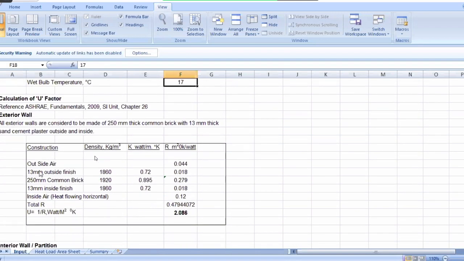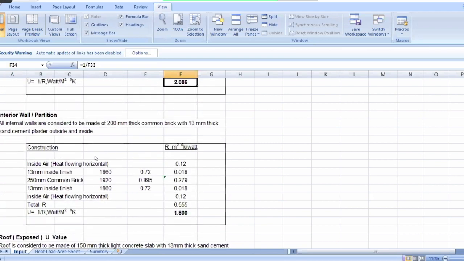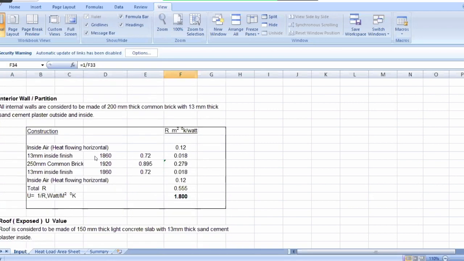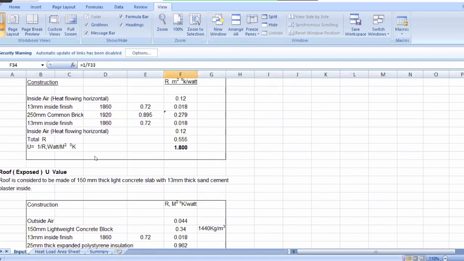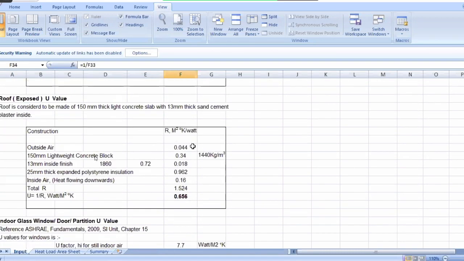Then calculation of U factor. For wall: outside steel air, plaster, brick, inside plaster, inside steel air. So this was the total R and this is the total U, 1 by R. Then interior partition, again in a similar way. Then roof: outside turbulent air, then concrete slab, then 13 millimeter inside finish, then 25 millimeter insulation, polystyrene expanded foam. Roof shall be insulated.